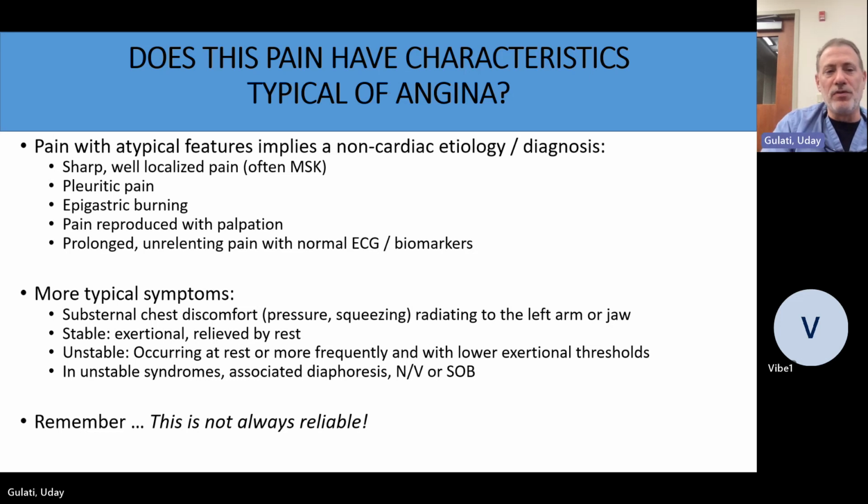And I just went over this, but everyone kind of knows what the more typical symptoms are. Exertional, relieved by rest, when it's in a stable pattern. One thing that people sometimes don't realize is the unstable syndromes are usually associated with autonomic symptoms like diaphoresis, nausea, vomiting. If somebody has chest pain and they get very nauseous and very diaphoretic with it, if it's angina, it's much more likely to be an unstable syndrome than a stable syndrome.